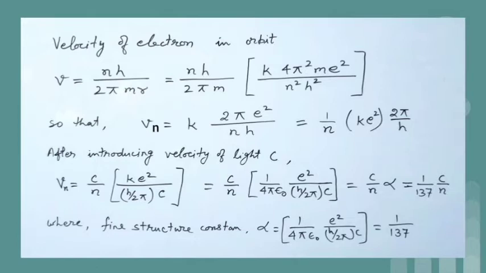And therefore, for n = 1, the speed of the electron in the innermost orbit is 1/137 of the speed of light in vacuum.